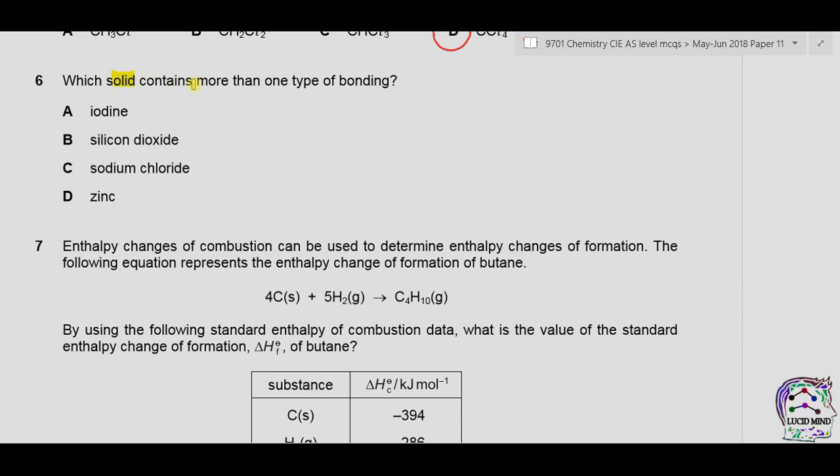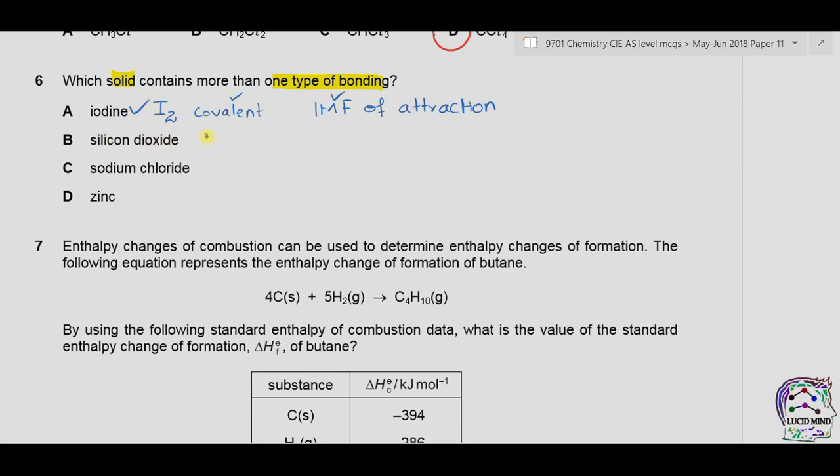Question 6. Which solid contains more than one type of bonding? We have iodine. Now iodine consists of I2 with covalent bond. When iodine is solid, these molecules come close together with intermolecular forces of attraction, making it solid. So two types of bonding are present. One is covalent bonding and second is intermolecular forces of attraction in solid iodine. So A could be the correct option.